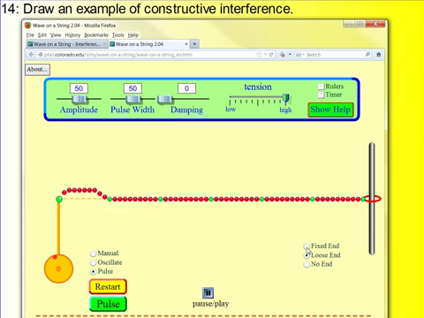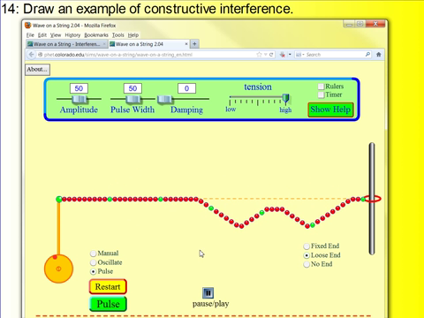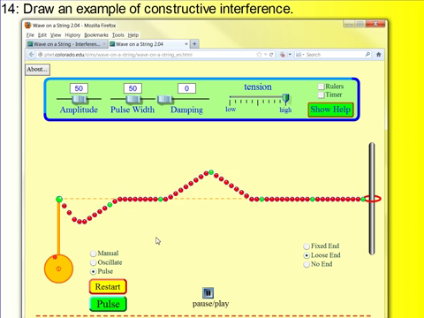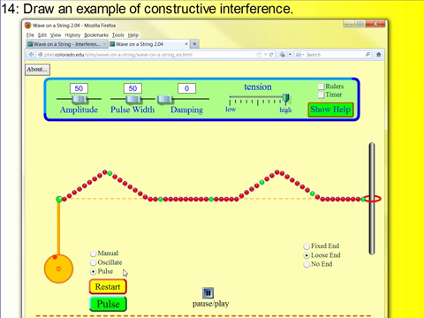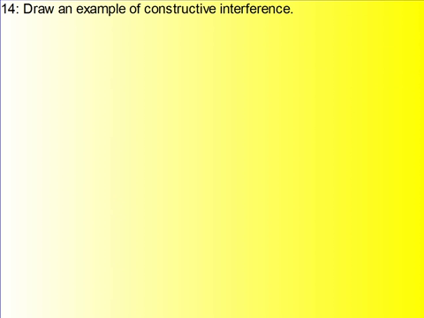Let's do some constructive interference. So what I'm going to do is give it a pulse. Now watch what happens. Do you see when they're in the same place at the same time, how it gets much taller? Right there. All right.